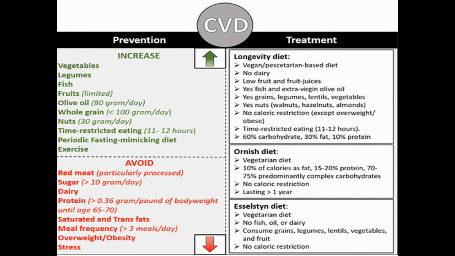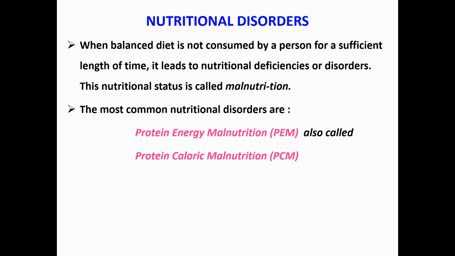And then the Pritikin diet. The Pritikin diet is nothing but a vegetarian diet. So you should not include fish, oil, or dairy. You should consume grains, legumes, lentils, vegetables, and fruits. And there are no caloric restrictions in this diet. So everybody will be following the longevity diet. Some people may follow the Ornish diet, but most people will not follow this Pritikin diet.